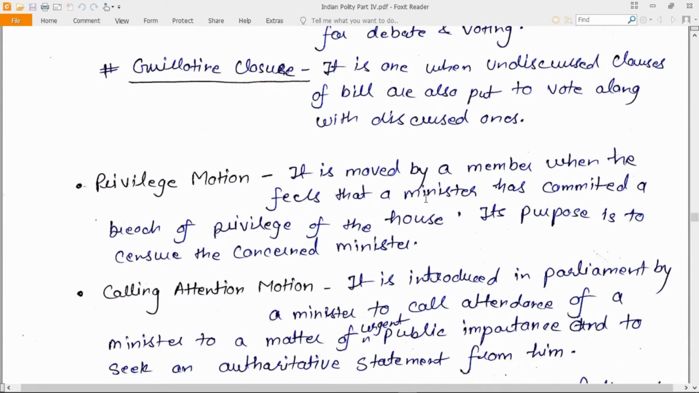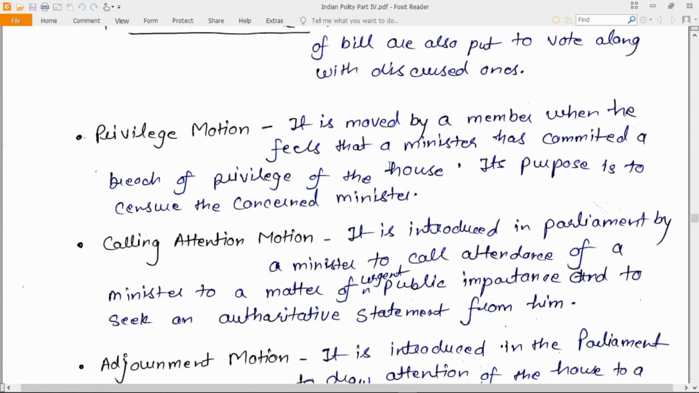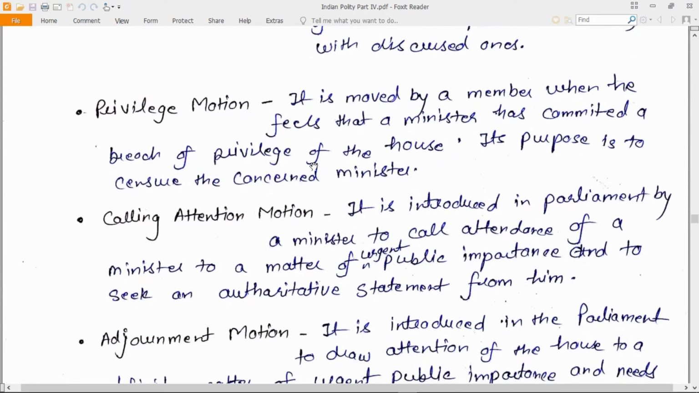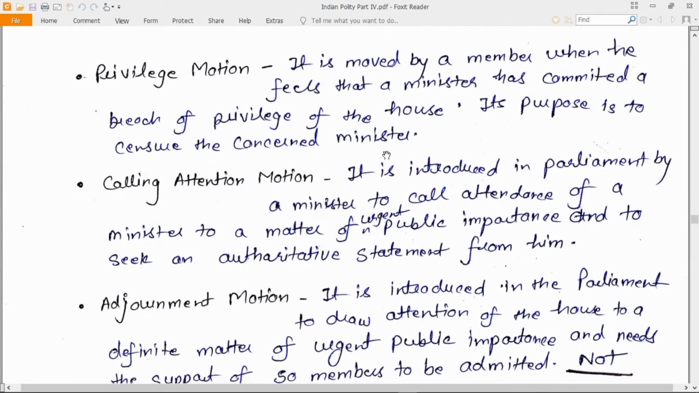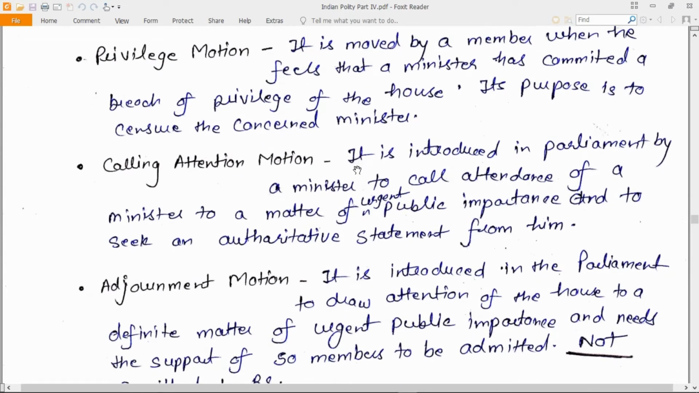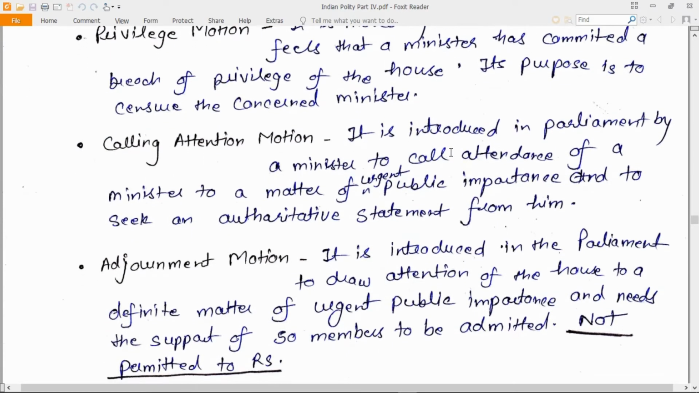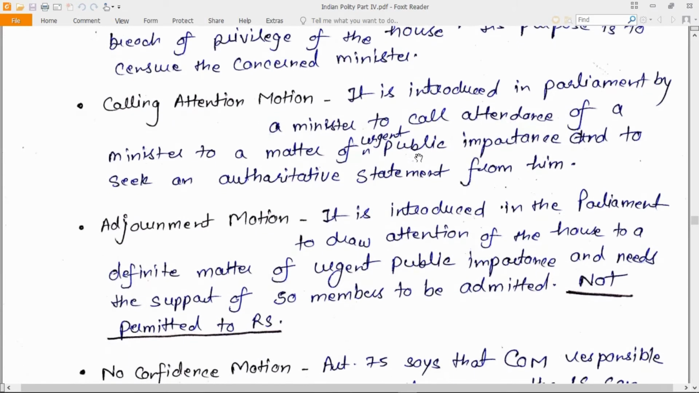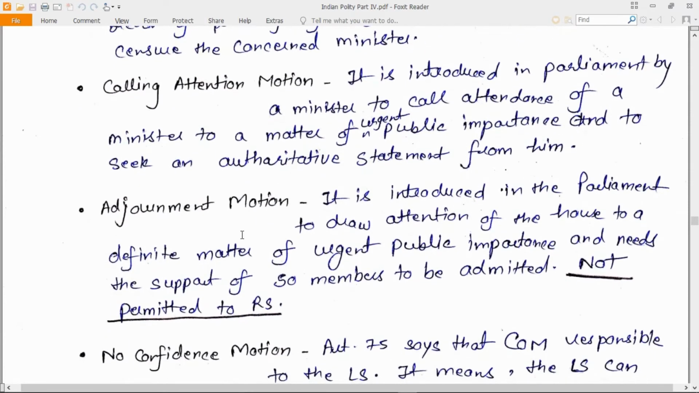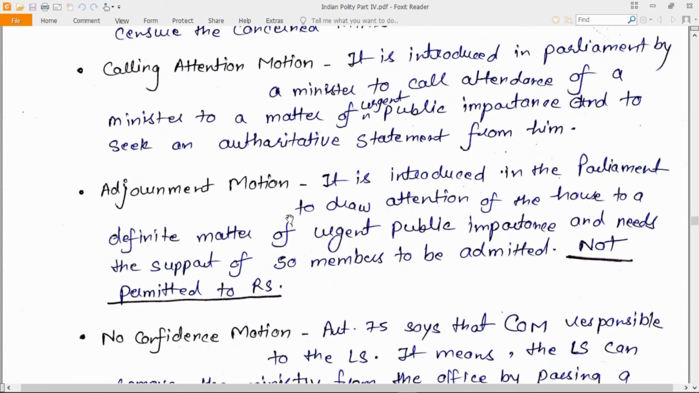Now, what is a privilege motion? It is moved by a member when he feels that a minister has committed a breach of privilege of the House. It proposes to censure the concerned minister. Calling attention motion. It is introduced in Parliament by a member to call the attention of a minister to a matter of urgent public importance and to seek an authoritative statement from him.